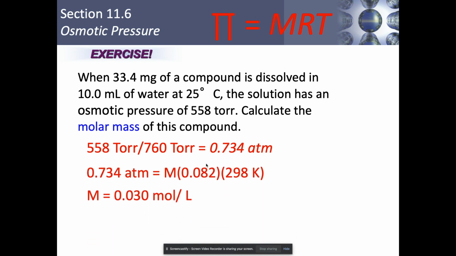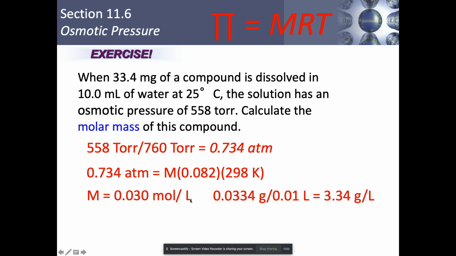So now what do we do? Well, when I solve for molarity, I get 0.030 moles per liter. Now, what other information do I have? You can probably tell, I have gram information here and liter information here. What do I need in order to find the molar mass? Grams per mole. So I could take my 0.0334 grams, which, yes, I converted from milligrams to grams, and divide by 0.01 liters, since that would be my solution's volume, and I would get 3.34 grams per liter.